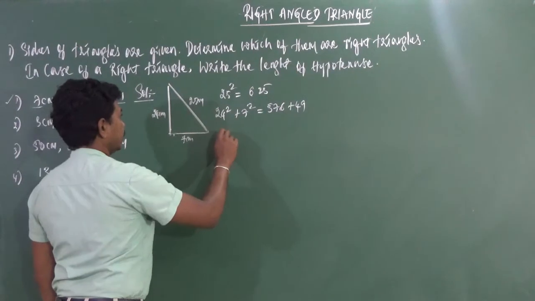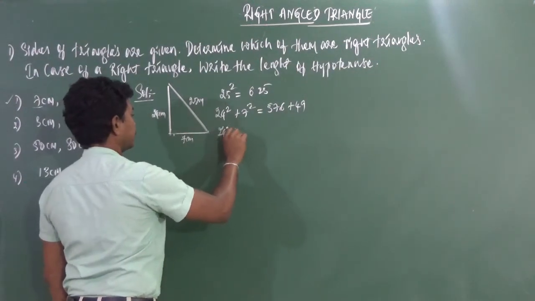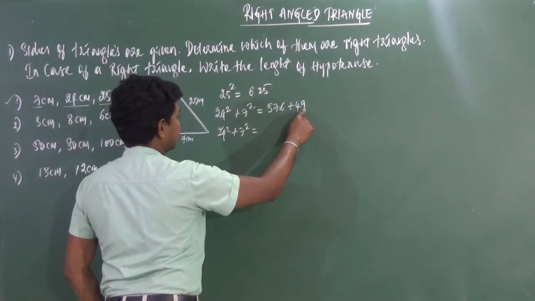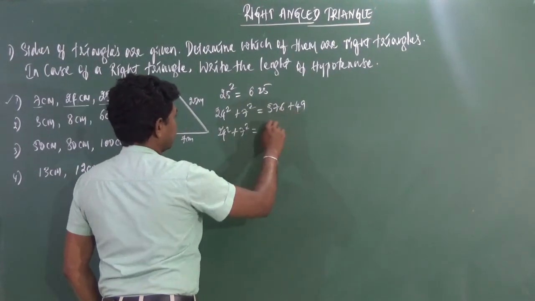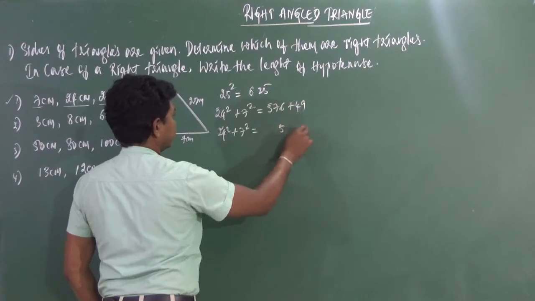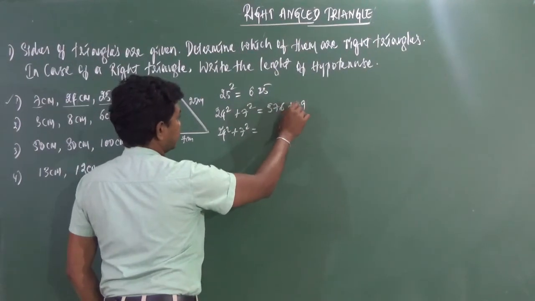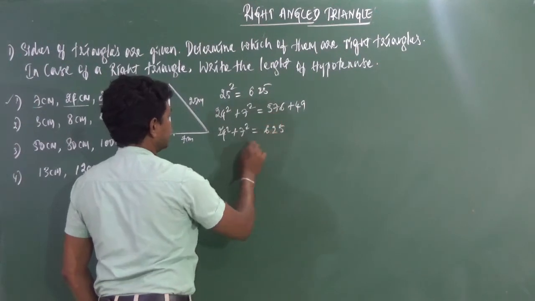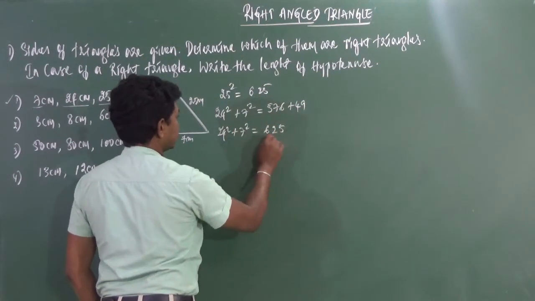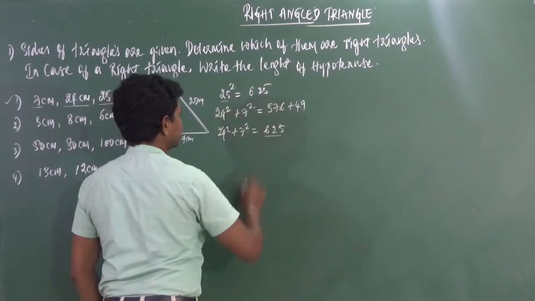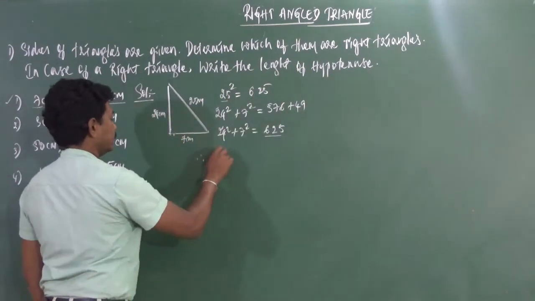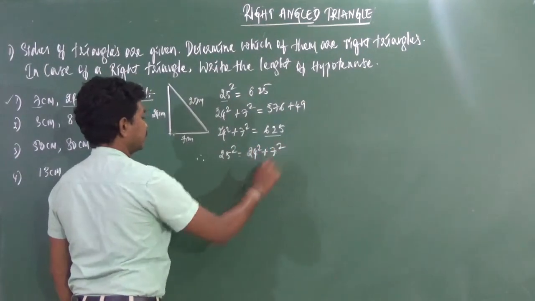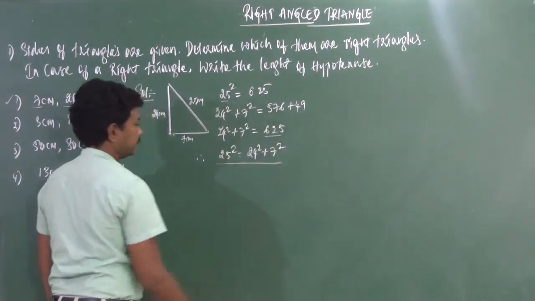So here 24 square plus 7 square will be equal to 6 plus 9, that is 15, 5, 7 plus 1 is 8, 8 plus 4 is 12, 1 carries, 5 plus 1 is 6. So 24 square plus 7 square is 625 and 25 square is 625. So therefore 25 square is equal to 24 square plus 7 square. So this satisfies Pythagoras theorem.